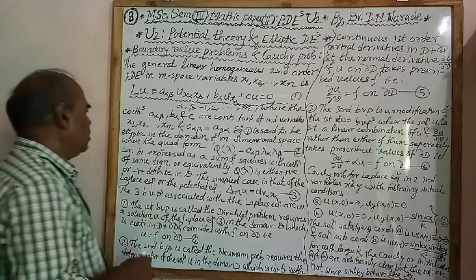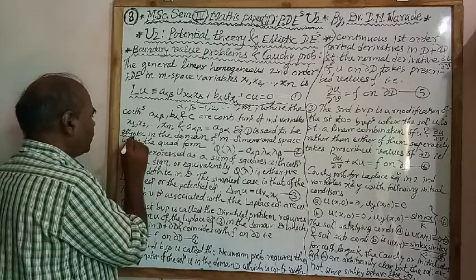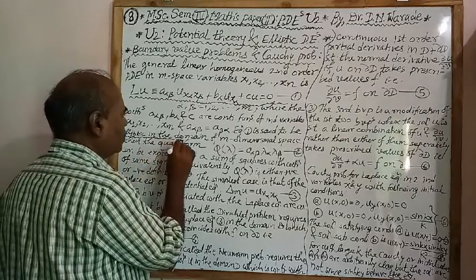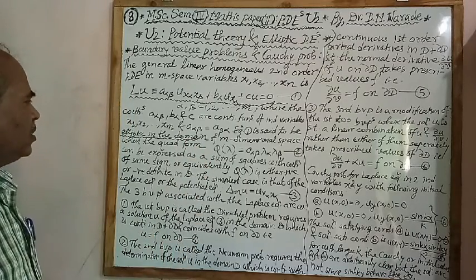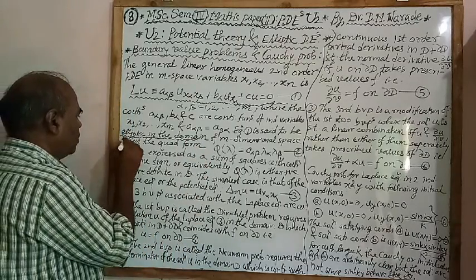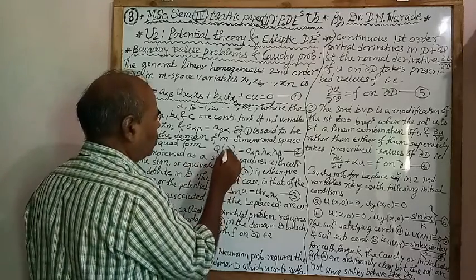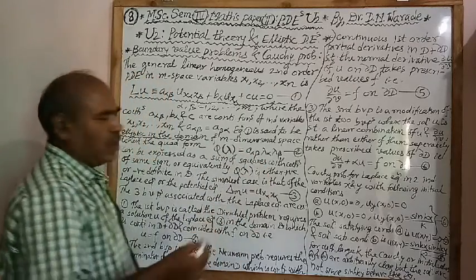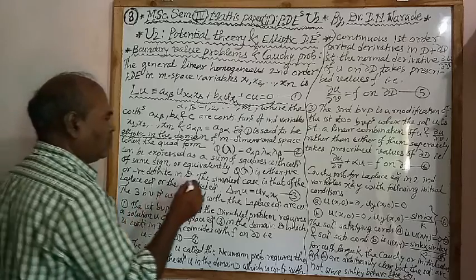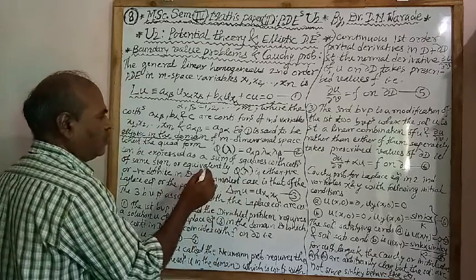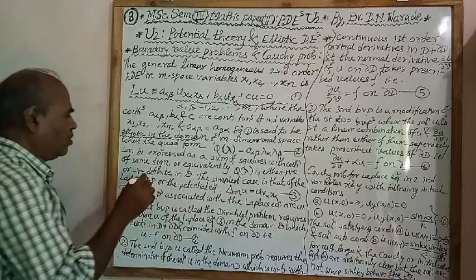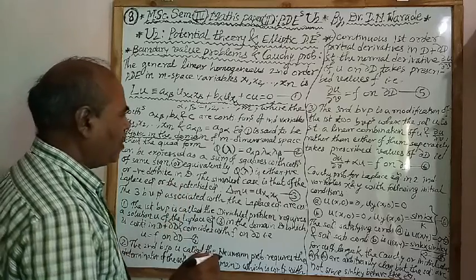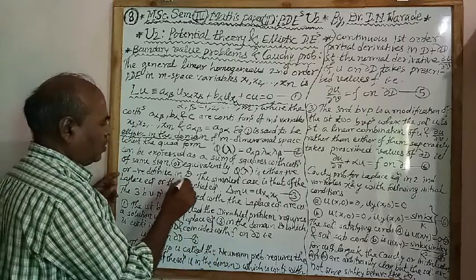Then equation 1 is said to be elliptic in the domain D of m dimensional space when the quadratic form q of lambda equal to a_αβ λα λβ can be expressed as a sum of squares with coefficients of the same sign, or equivalently, q of lambda is either positive or negative definite in D.